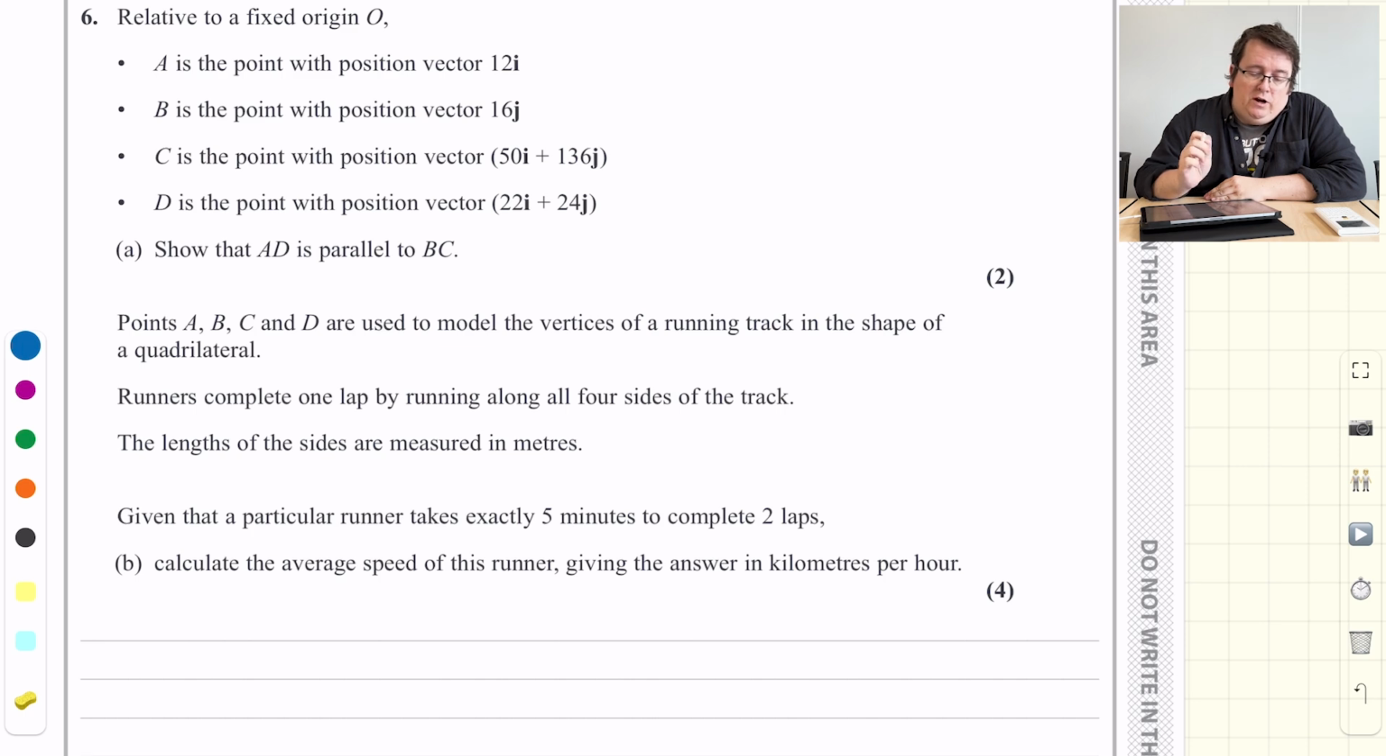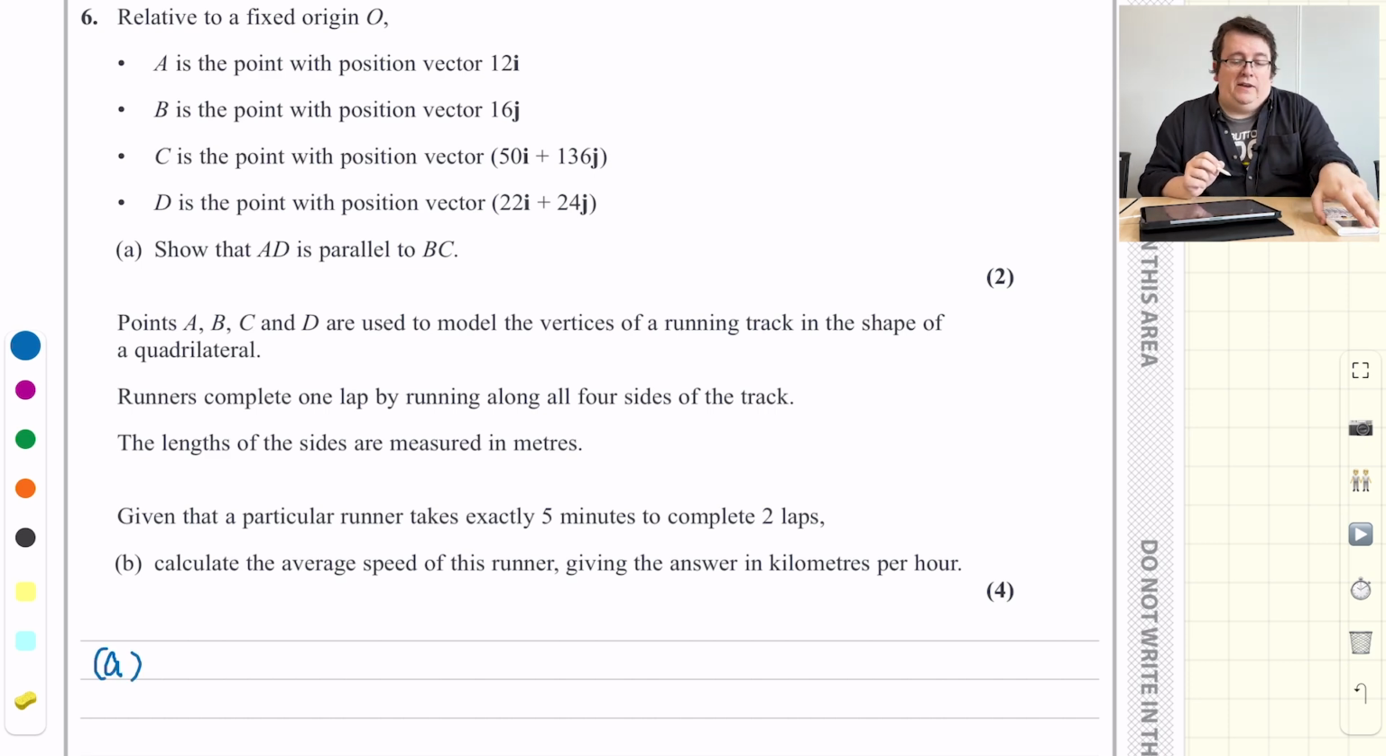Relative to a fixed origin O, A is the point with position vector 12i, B is the point with position vector 16j, C is the point with position vector 50i plus 136j, D is the point with position vector 22i plus 24j. Part A. Show that AD is parallel to BC.